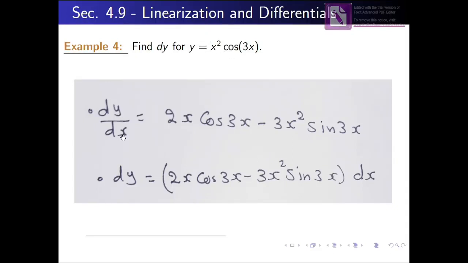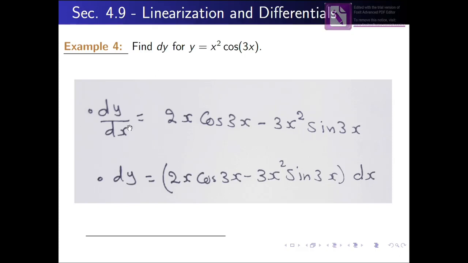So dy over dx will be equal to, here we will use the product rule. Derivative of x squared will be 2x multiplied by cosine 3x, plus the derivative of cosine 3x. Since we have the product rule, here should be plus, but here we have cosine, we need to differentiate cosine. So from here we get minus sine 3x, derivative of 3x will be 3. So now the derivative of cosine 3x will be minus 3 sine 3x, and we need to multiply it by x squared. This is dy over dx, but we are asked to find dy.